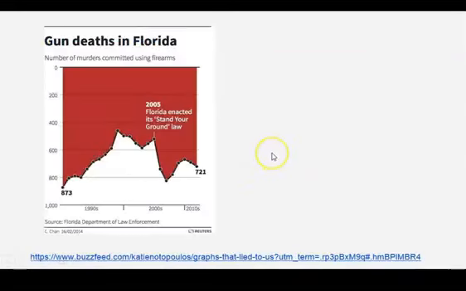Then we have this graph. Gun deaths in Florida, number of murders committed using firearms. And the scale goes from 0 at the top to 800 at the bottom. So it's really confusing to know, like we think of this being an increase, but it's actually a decrease. So are the deaths increasing or decreasing? It's hard to tell. It's upside down. So it's giving us a false impression of what's really happening.